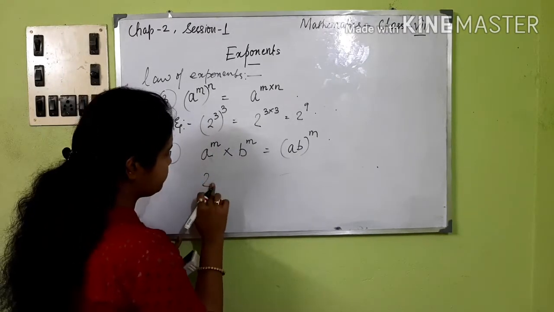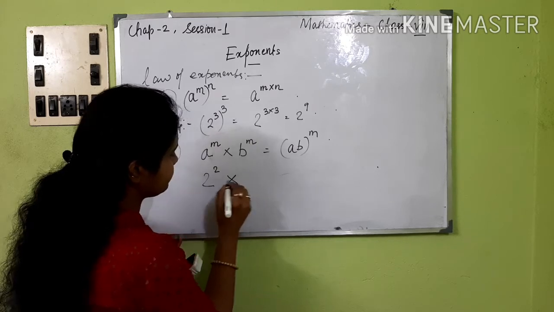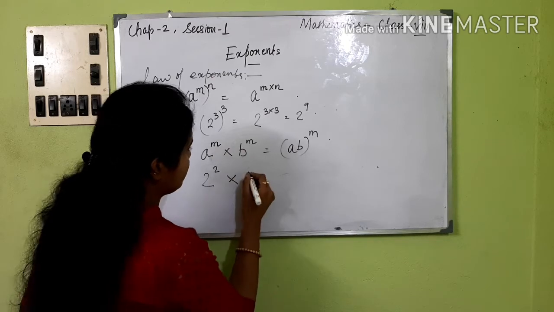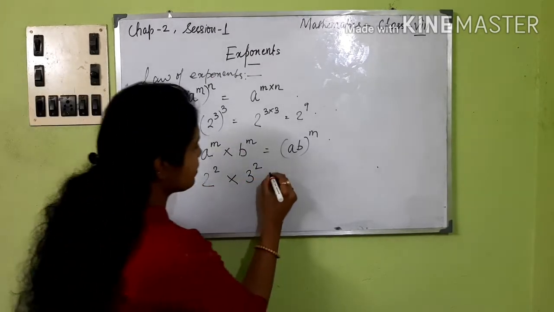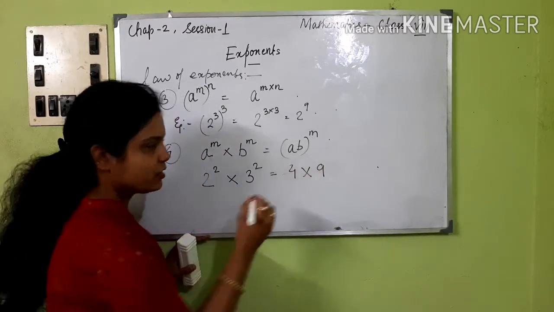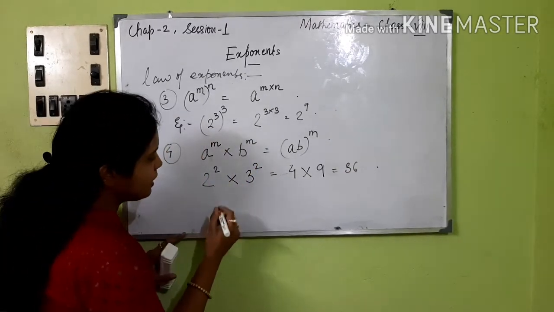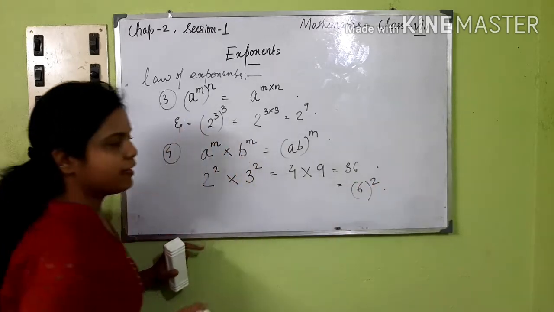2 to the power 2 into, let me take some other digit, 3 to the power 2. Okay, this is giving you what? This is 4, this is 9, right? This is giving you 36, right? So that is equal to 6 whole square, right?